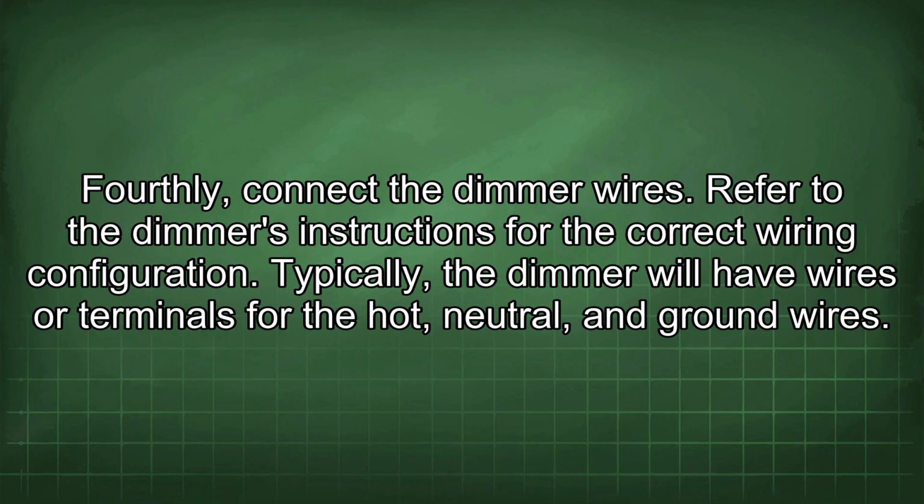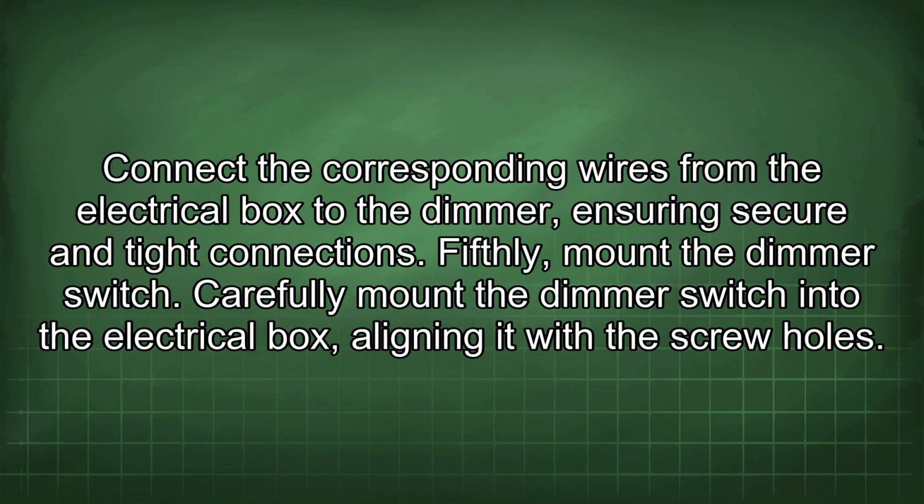Refer to the dimmer's instructions for the correct wiring configuration. Typically, the dimmer will have wires or terminals with the hot, neutral, and ground wires. Connect the corresponding wires from the electrical box to the dimmer, ensuring secure and tight connections.